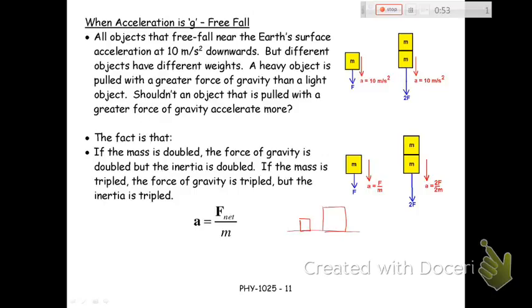Would it be A, that the big one falls faster? Would it be B, side by side? Or would it be C, the big one falls slower? So vote me in on those, will you? What do you think? If you decided early on, you can change it.